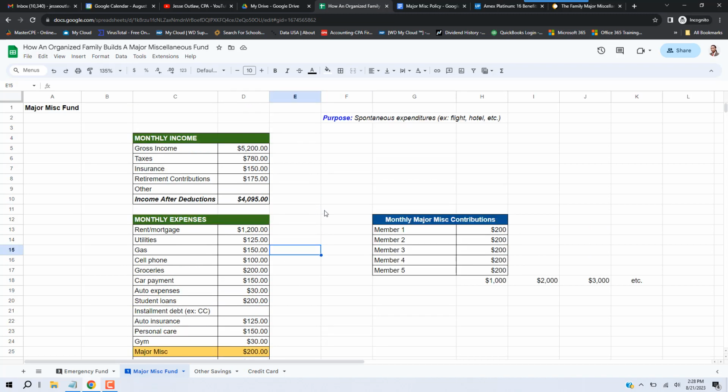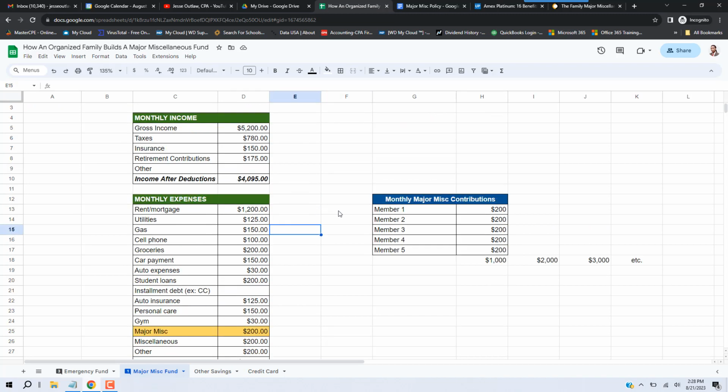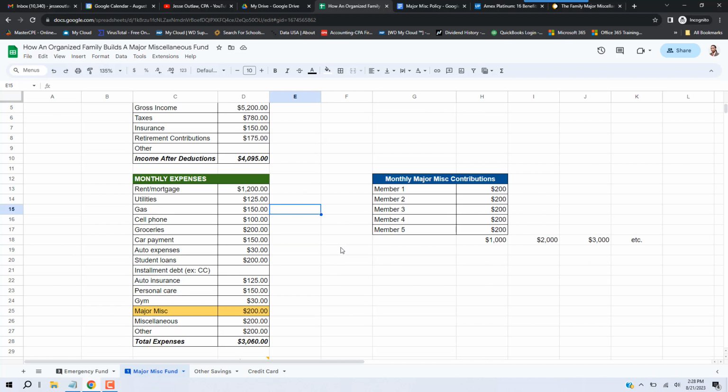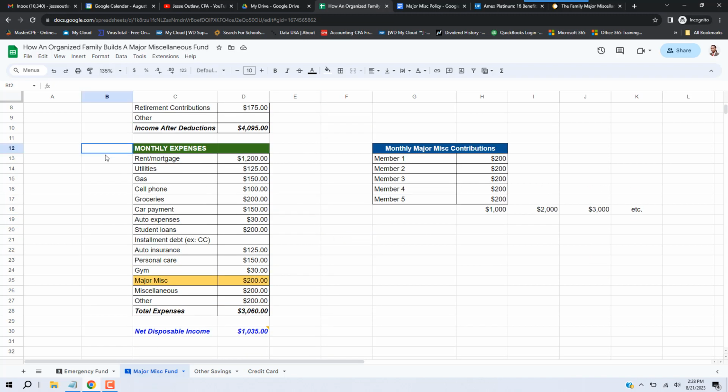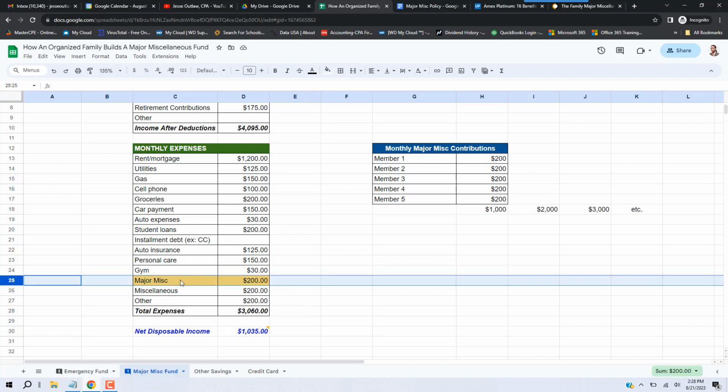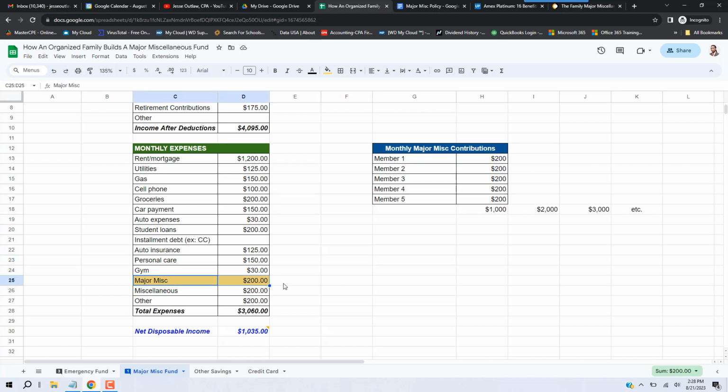Okay, so I'm going to talk a little bit about the details of it. It won't take long because it's a pretty easy topic. But as you can see here, this is the budget for a hypothetical family member. And as you can see down here on line 25, we have a line item called major miscellaneous. For us, the major miscellaneous is just like a bill, just like you pay your phone bill every month, just like you pay your car payment every month, so on and so forth. Each family member pays into this major miscellaneous fund, and it's just like a bill every month.